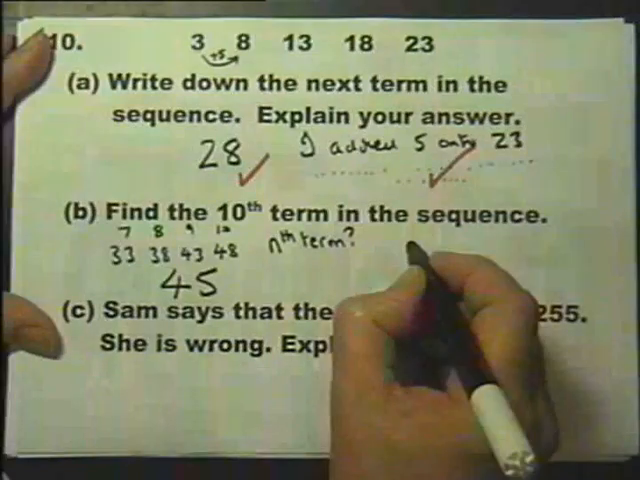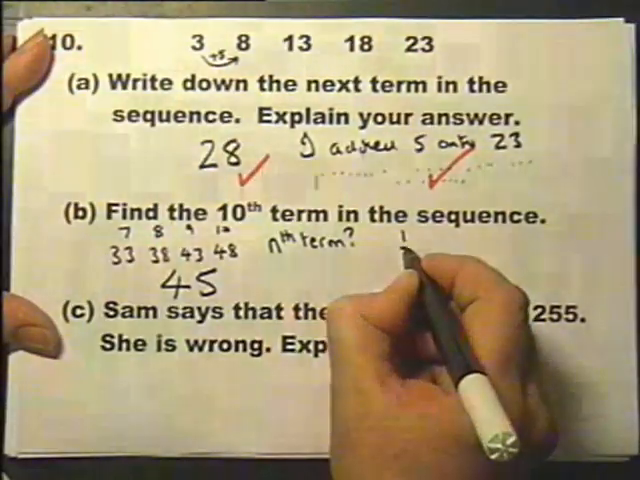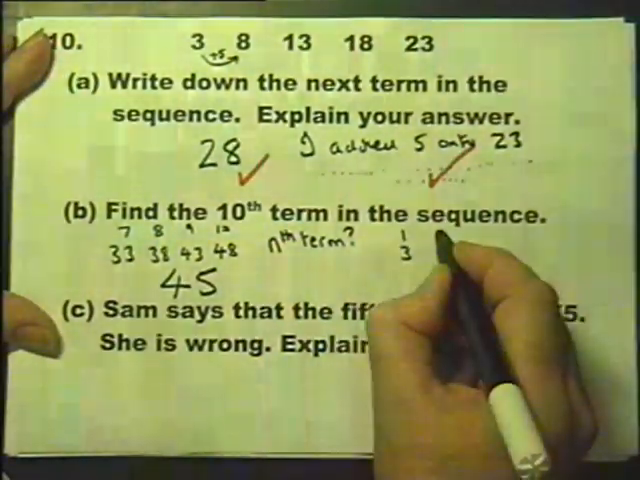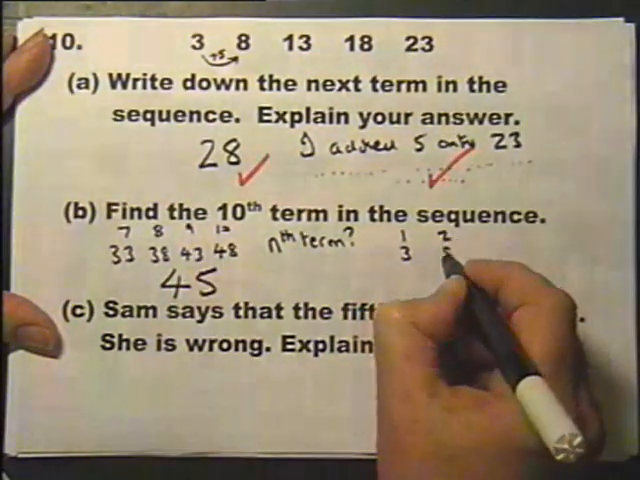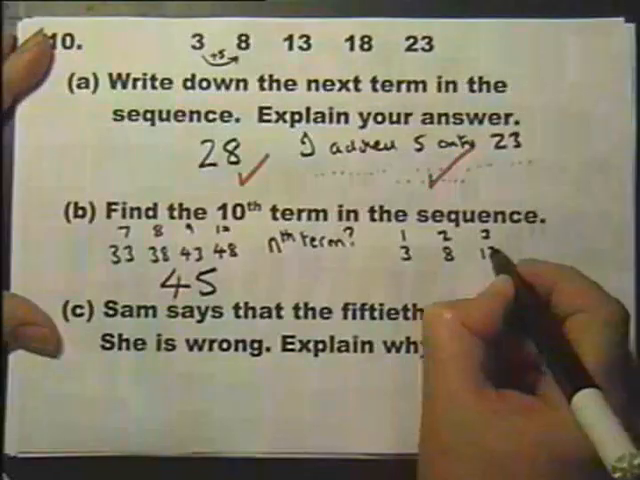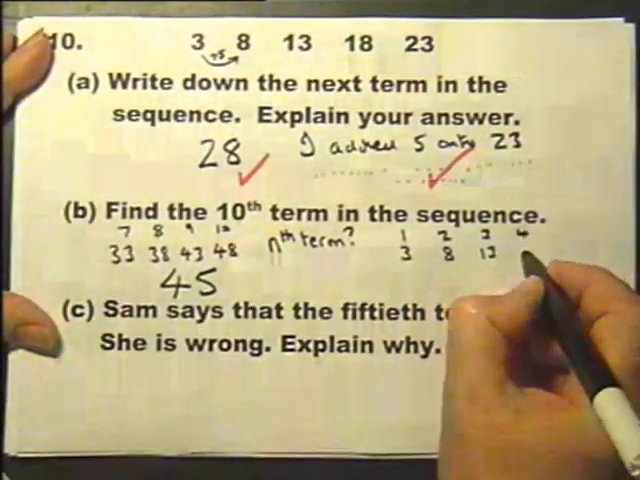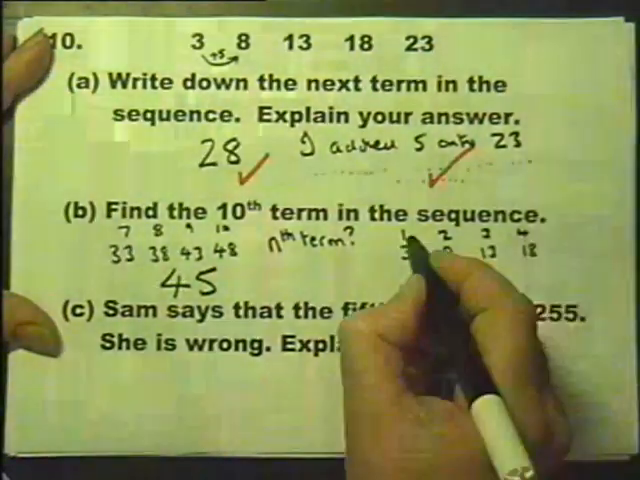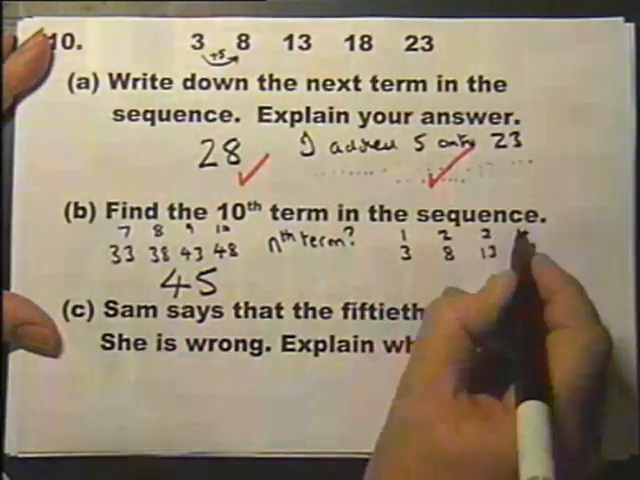So let's look at these numbers. The 1st term is 3, the 2nd term was 8, 3rd term 13, 4th term 18. These are called the position numbers.